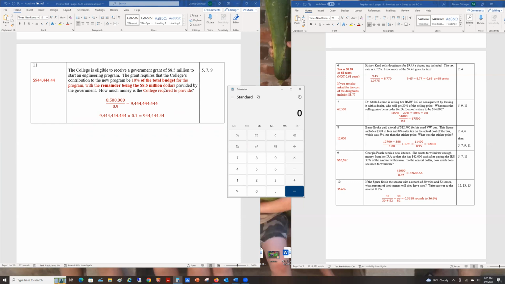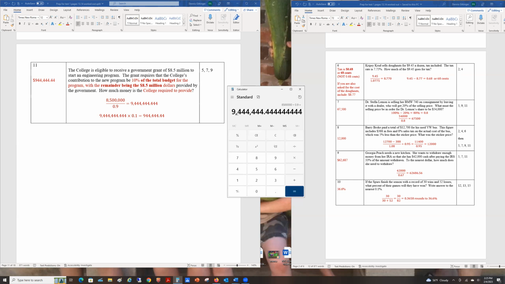You have to realize it says 10% of the total budget is the college's share. The remainder is the other 8.5 million, which is 8,500,000. That is the other 90%. Again, don't take 10% of that and add it on. It won't work. So this one is 90% of the total budget. So you divide that by 0.9 and you get that.